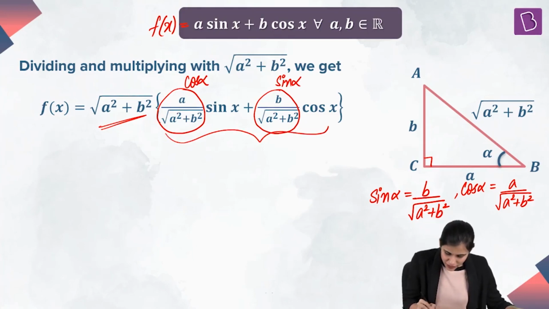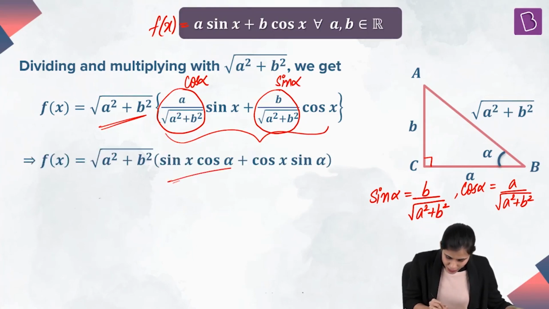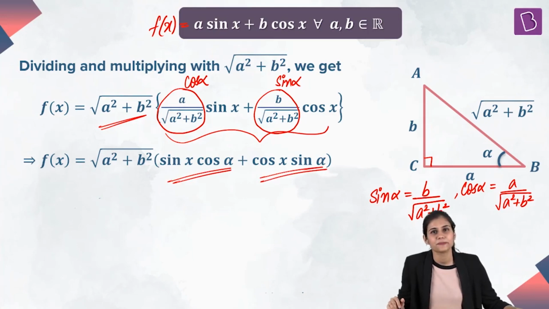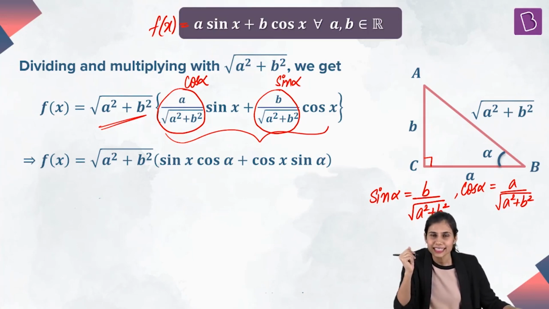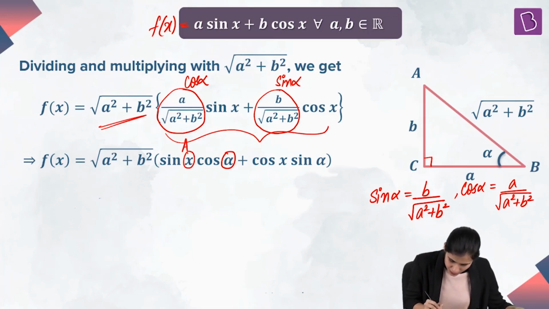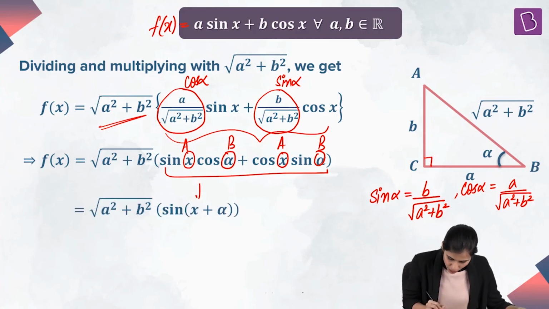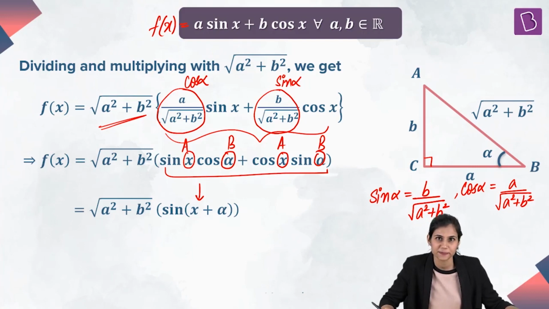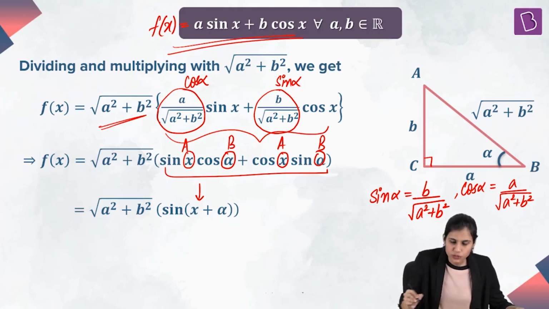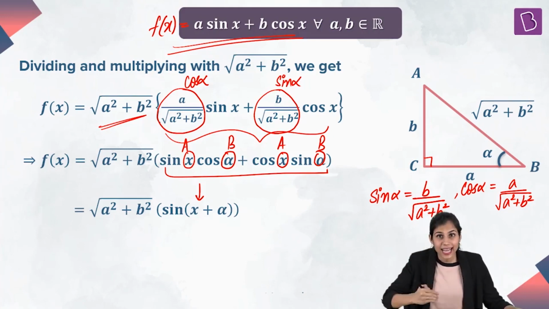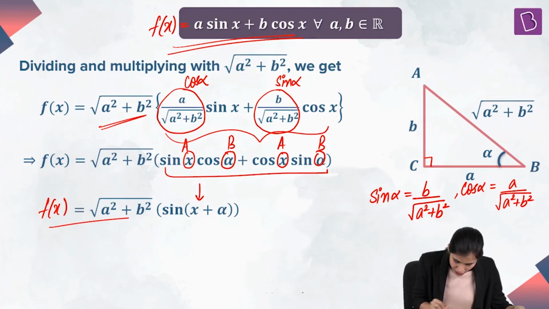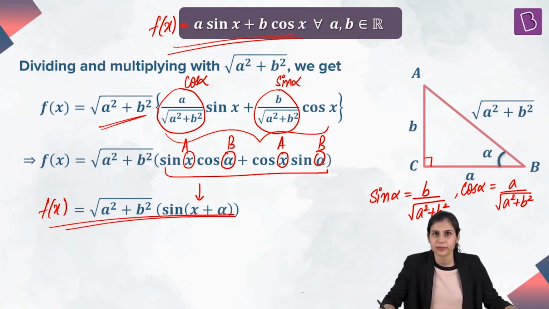That means this entire expression gets converted to sin x cos alpha plus cos x sin alpha. Is this reminding you of something? If I replace this with capital A, this with capital B, this is nothing but sin A cos B plus cos A sin B, which is sine of A plus B. So this entire expression boils down to sine of x plus alpha. Now understand what just happened: my original f of x, which looked like a sin x plus b cos x, is now equal to under root a square plus b square times sine of x plus alpha.